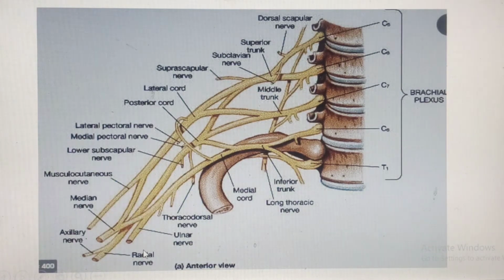So this is just the anatomy, and we will look at the clinical aspects of this brachial plexus that we just looked at. Thank you very much, and may God richly bless you.